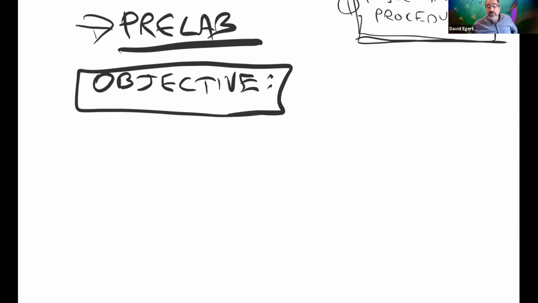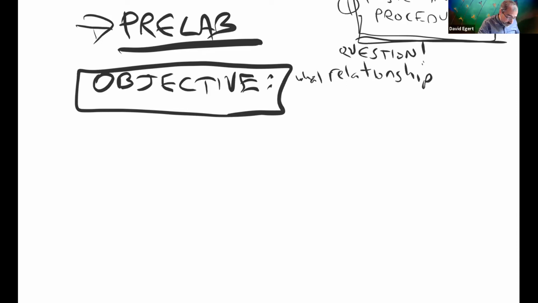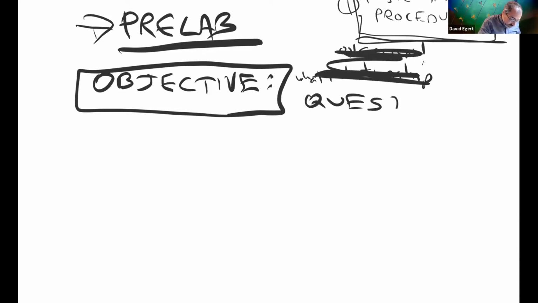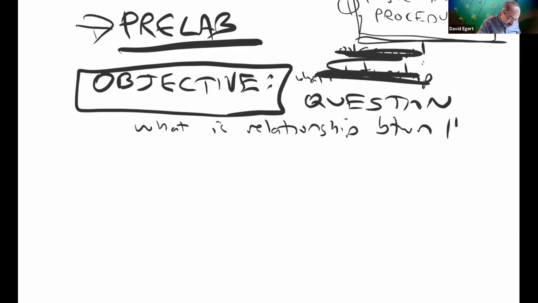And we've talked about this a bunch. The objective is just going to be some very specific statement. This is always a question. Basically, what is the relationship between the independent variable and dependent variables?